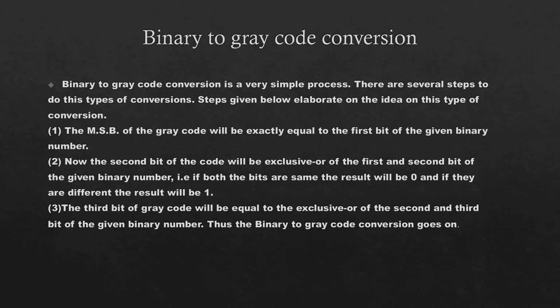Now the second bit of the code will be the exclusive OR of the first and second bit of the given binary number. If both the bits are the same, the result will be 0, and if they are different, the result will be 1. The third bit of the gray code will be equal to the exclusive OR of the second and third bit of the given binary number. Thus the binary to gray code conversion goes on.